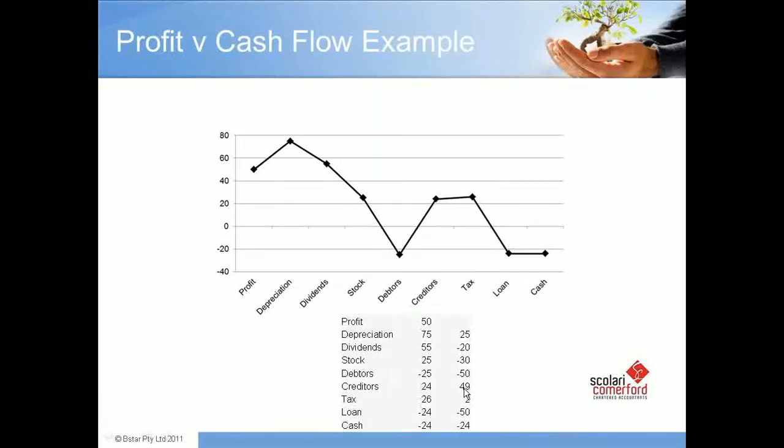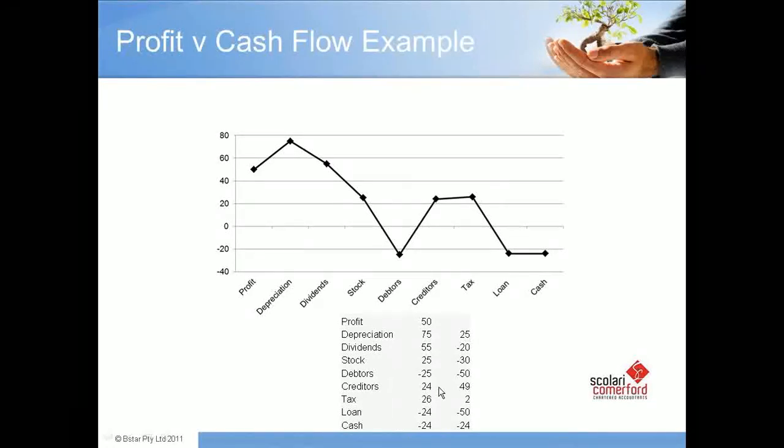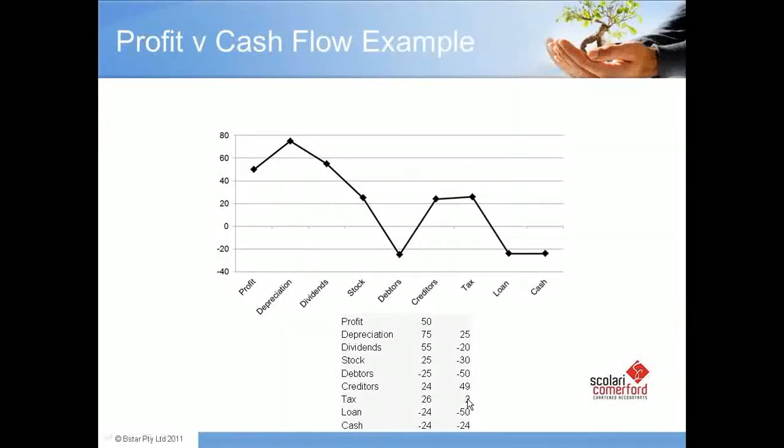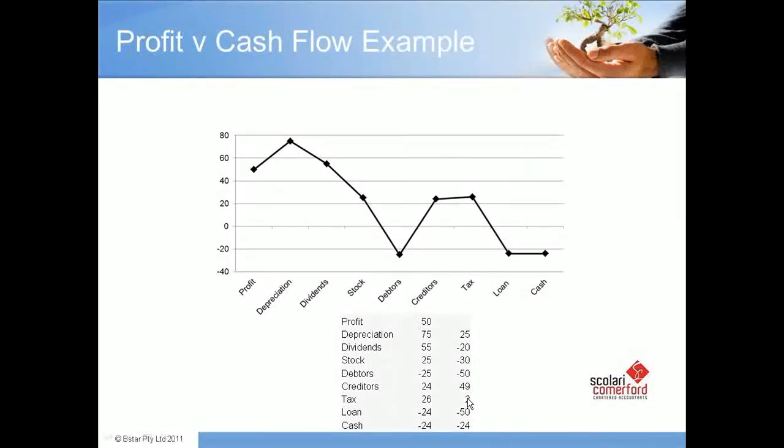Your creditors did increase by $49,000. Your tax payable increased by $2,000. So at the moment you should have $26,000 extra in your bank account compared to last year. But we've had a look at your loans and you've actually paid back $50,000 in principal. So therefore your bank balance has now gone down by $24,000 compared to last year.